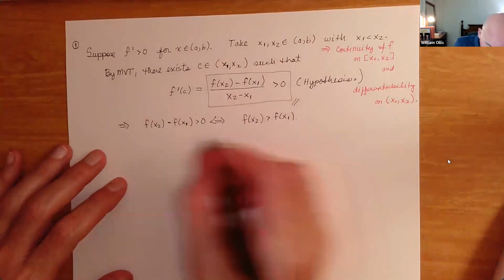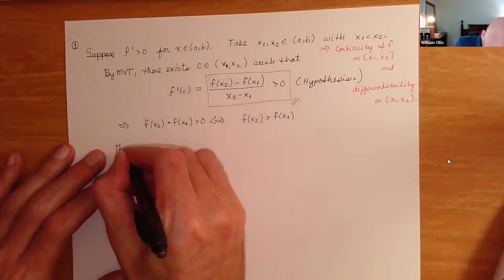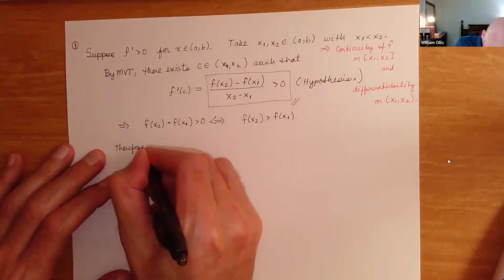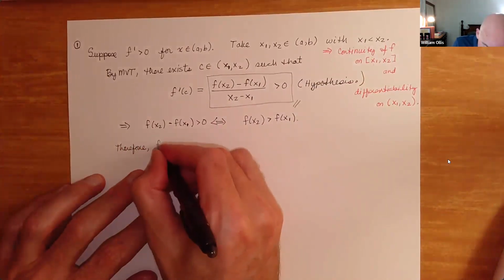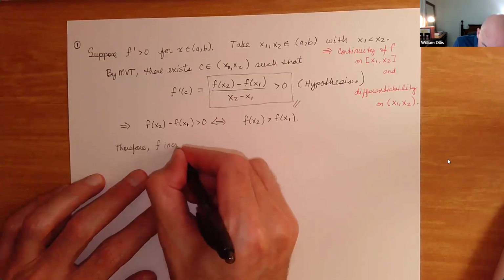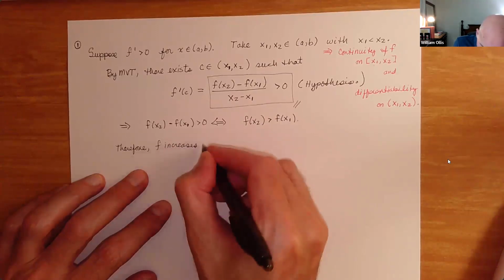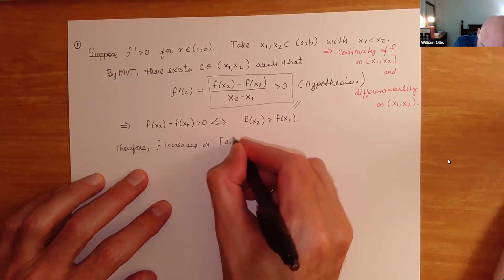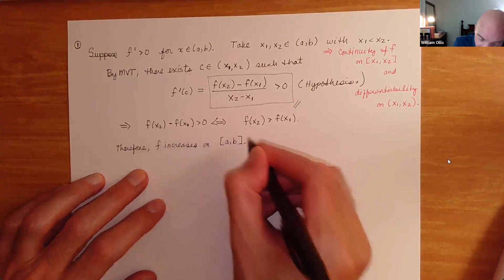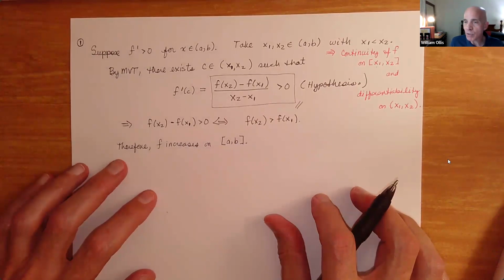And so therefore, again, due to the arbitrariness of the x1 and x2, f increases on the closed set AB. So we can extend to the endpoint, so to speak.